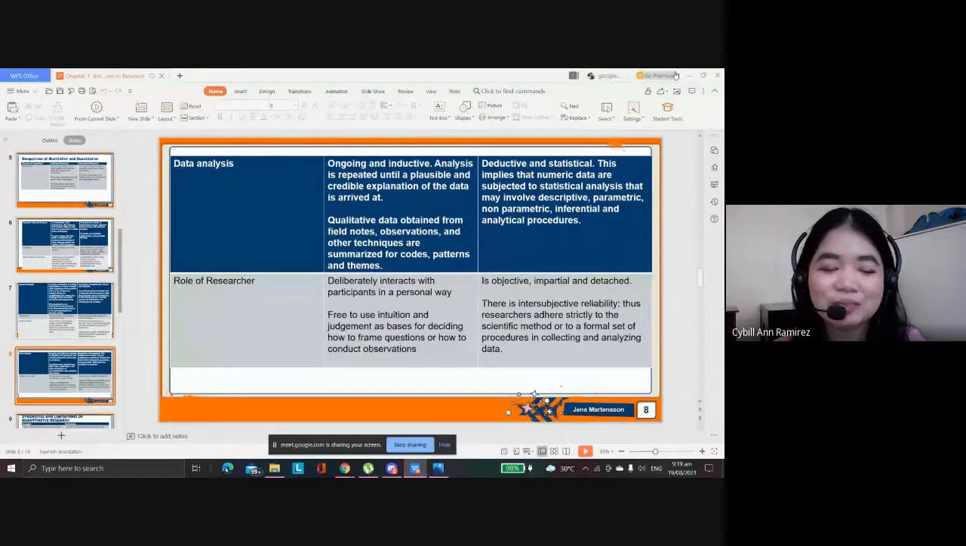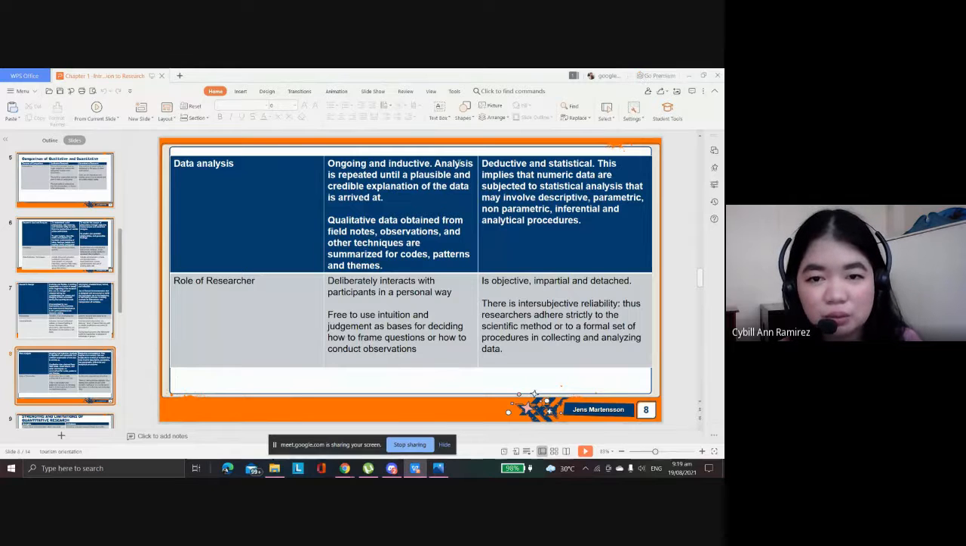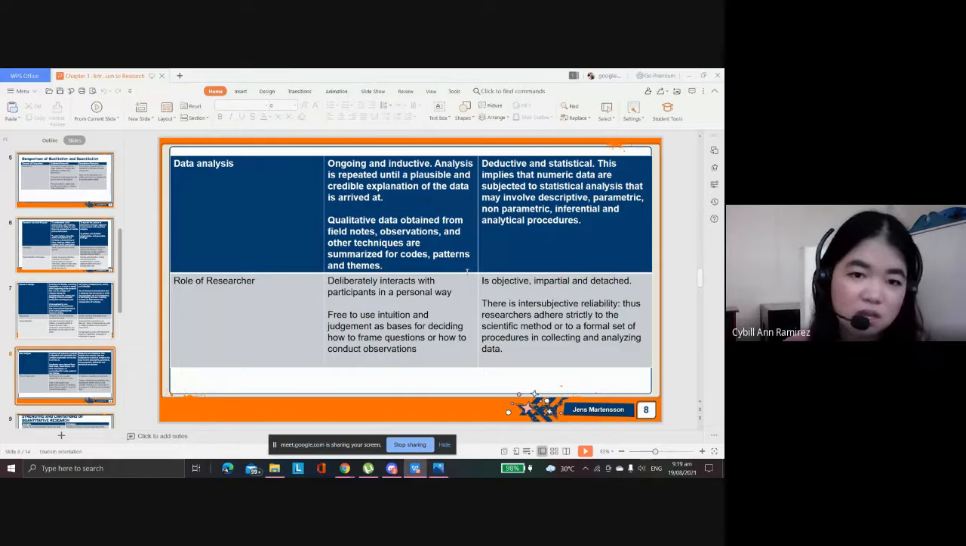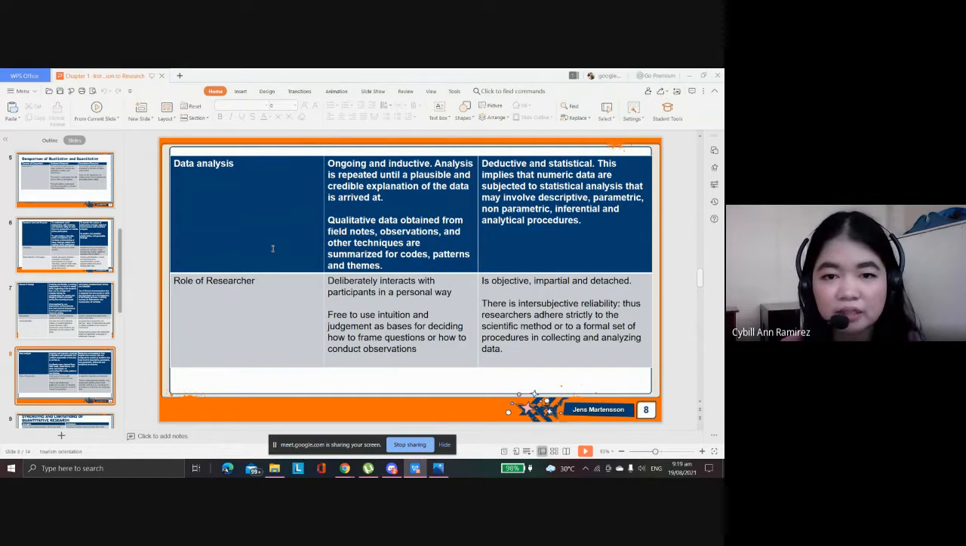Okay. So, the data that you will get from qualitative is, again, field notes, summarized for codes, observations, patterns, and themes. Role of researcher. So, the role of the researcher in qualitative is that he deliberately interacts with the participants in a personal way.